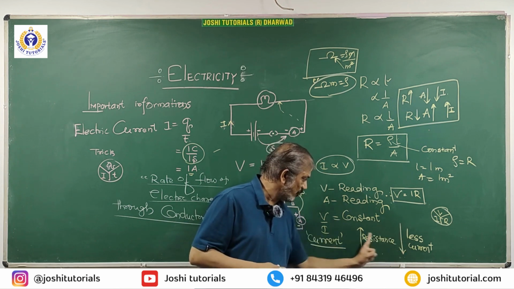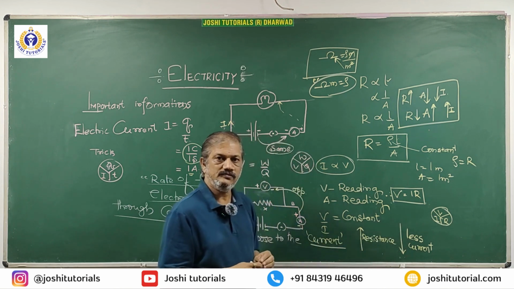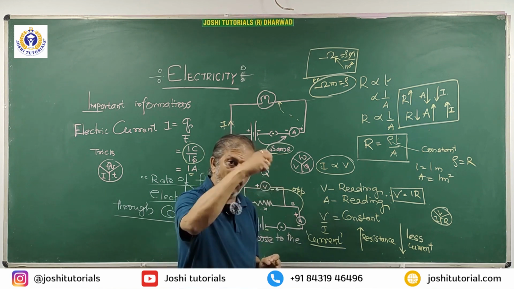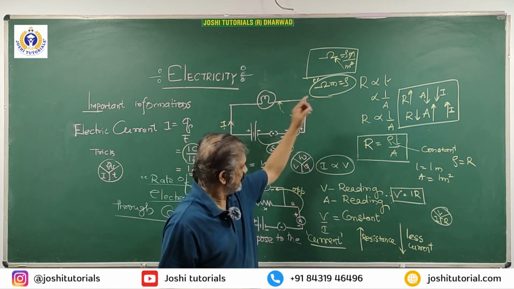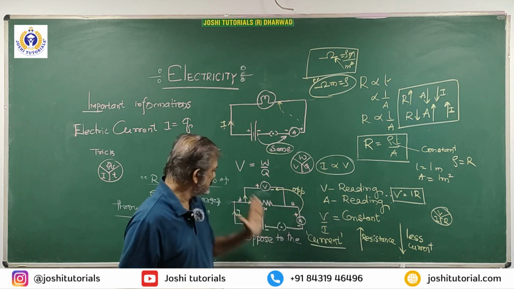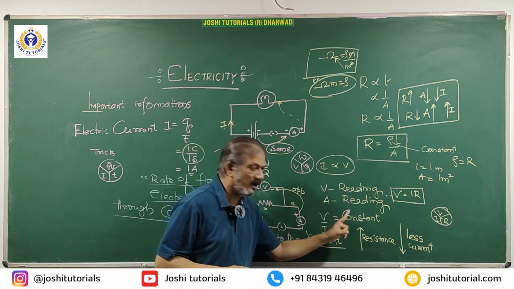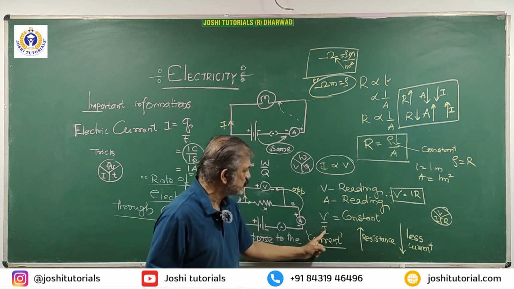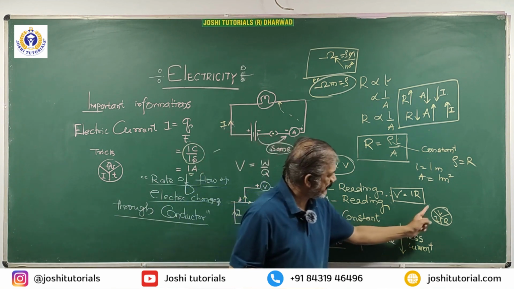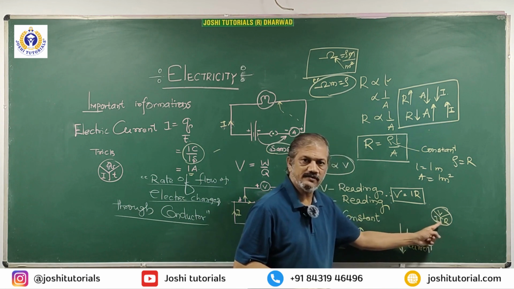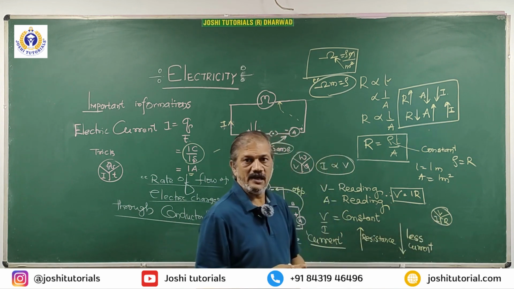You remember the symbols. You can write the sentences on your own; this is one way. This is about Ohm's law: V equal to IR, or V by I equal to R. To remember that, this is the trick.